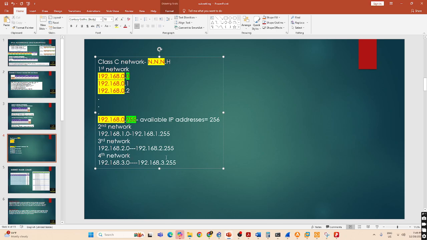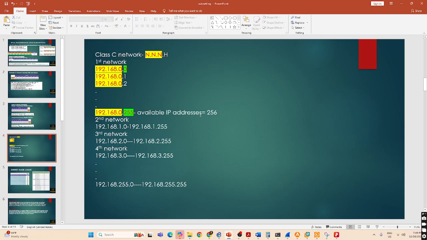These are the networks. Till where does it go? Till you will see 192.168.255.0 to 192.168.255.255. That's it. So this is how it is. By default, in each network in class C, how many IP addresses are available? 256, right? In each network.